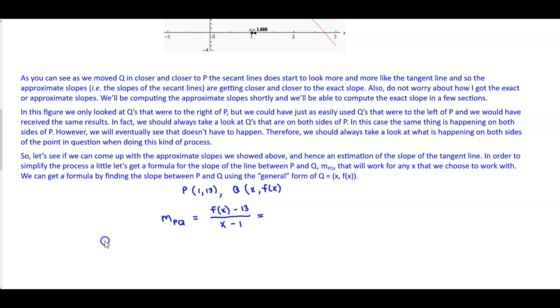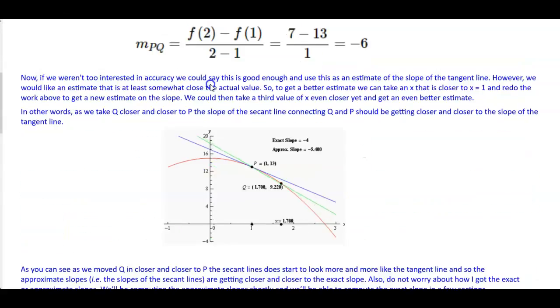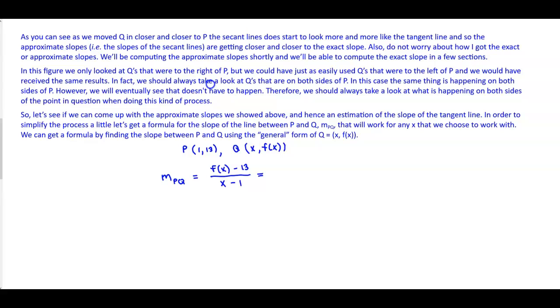Well, if we go back to the problem, what does f(x) represent? f(x) is equal to 15 minus 2x squared. So we have 15 minus 2x squared, minus 13, over x minus 1. Now if we combine like terms, 15 minus 13 gives us 2 minus 2x squared, all over x minus 1.